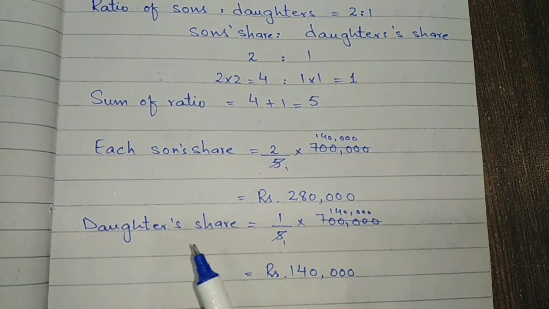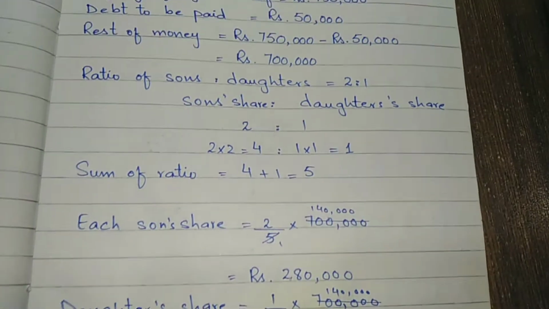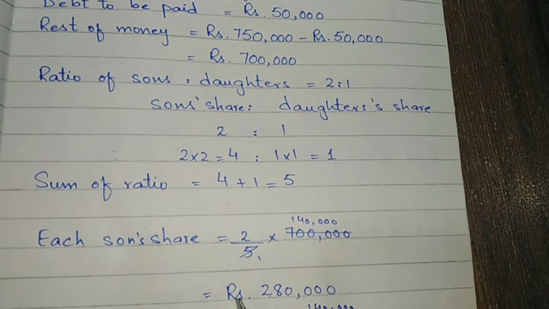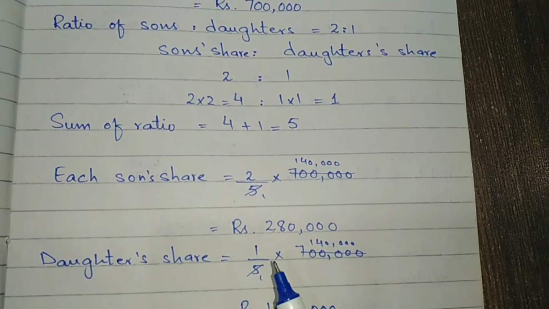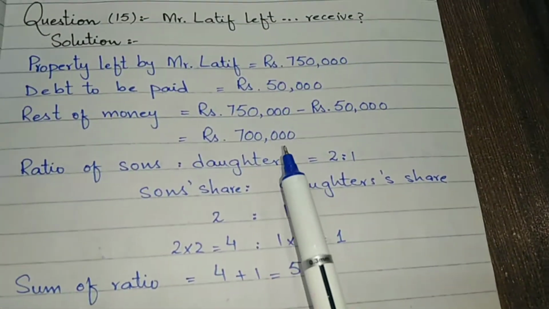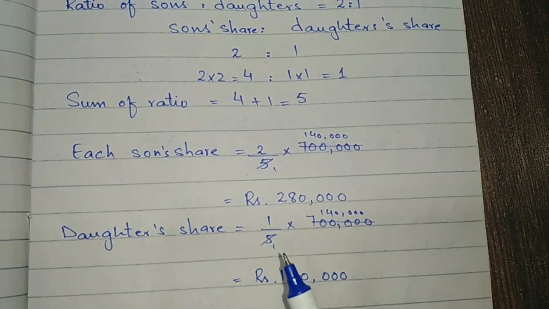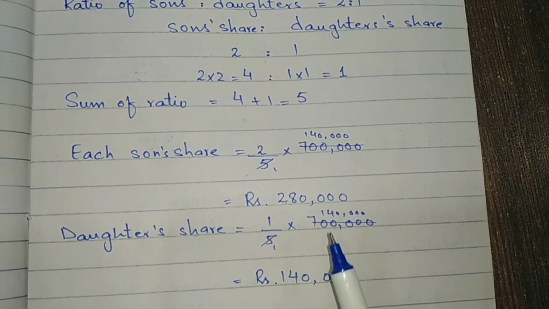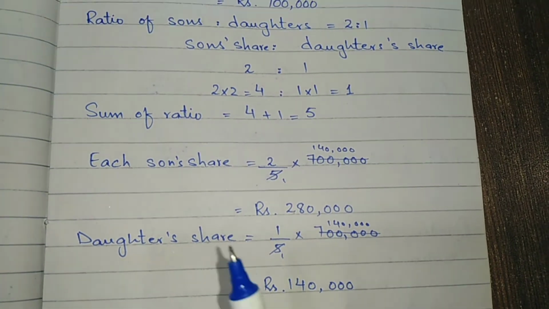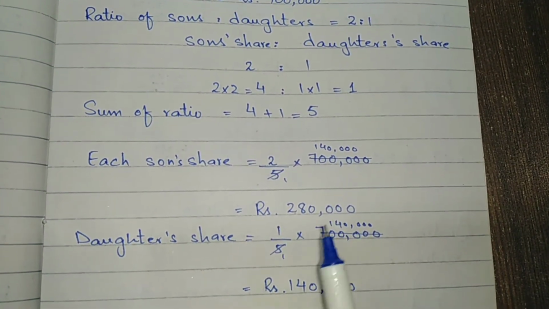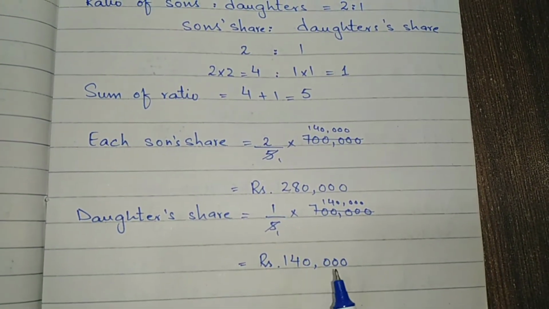Now we have to find the daughter's share. The share of daughter is 1. So 1 divided by the whole ratio 5 multiplied by the remaining amount, that is 7 lakh. And after cancellation we get rupees 1,40,000. So each son's share is 2,80,000 and each daughter's share is 1,40,000.